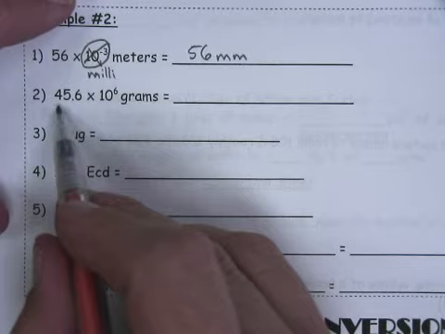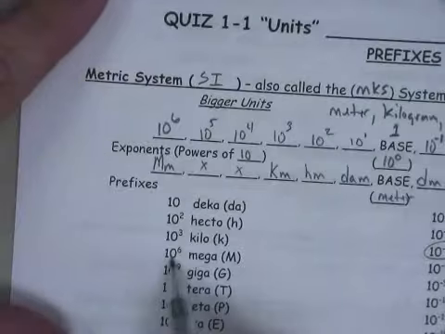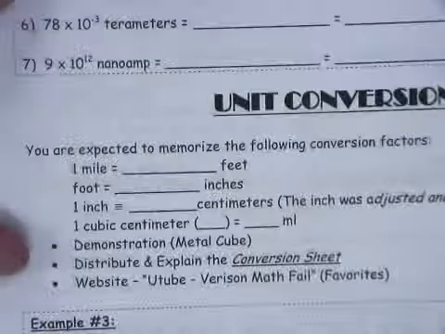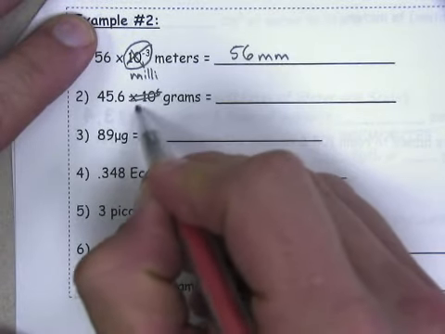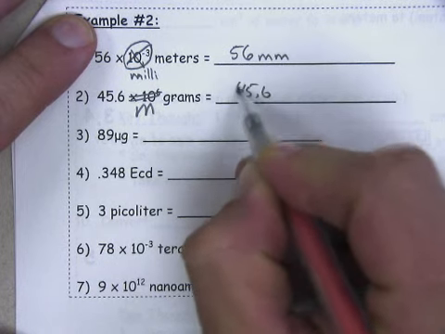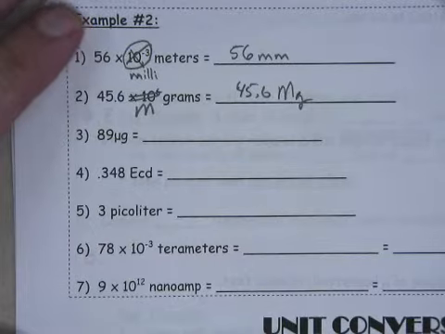All right, the next one. 45.6 times 10 to the 6th grams. Let me flip the page over. We're looking for 10 to the 6th, and there it is right there. 10 to the 6th is mega with a big M. So instead of writing 10 to the 6th, we can write a big M, and there's a gram. So it's 45.6 megagrams. The abbreviation for gram is g.